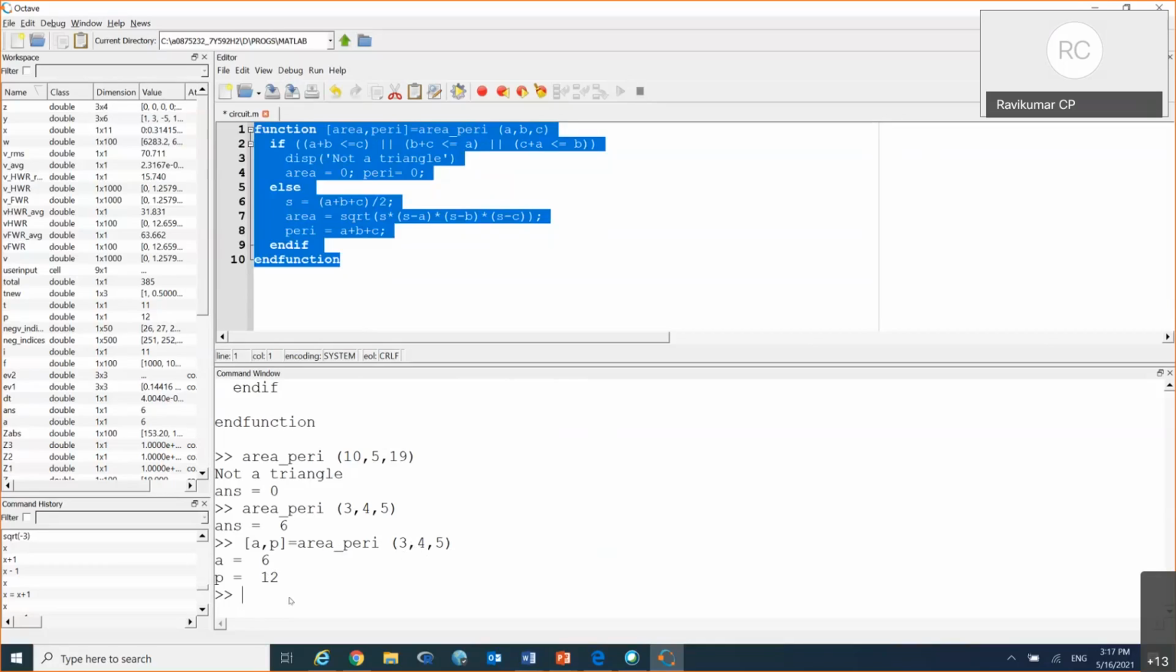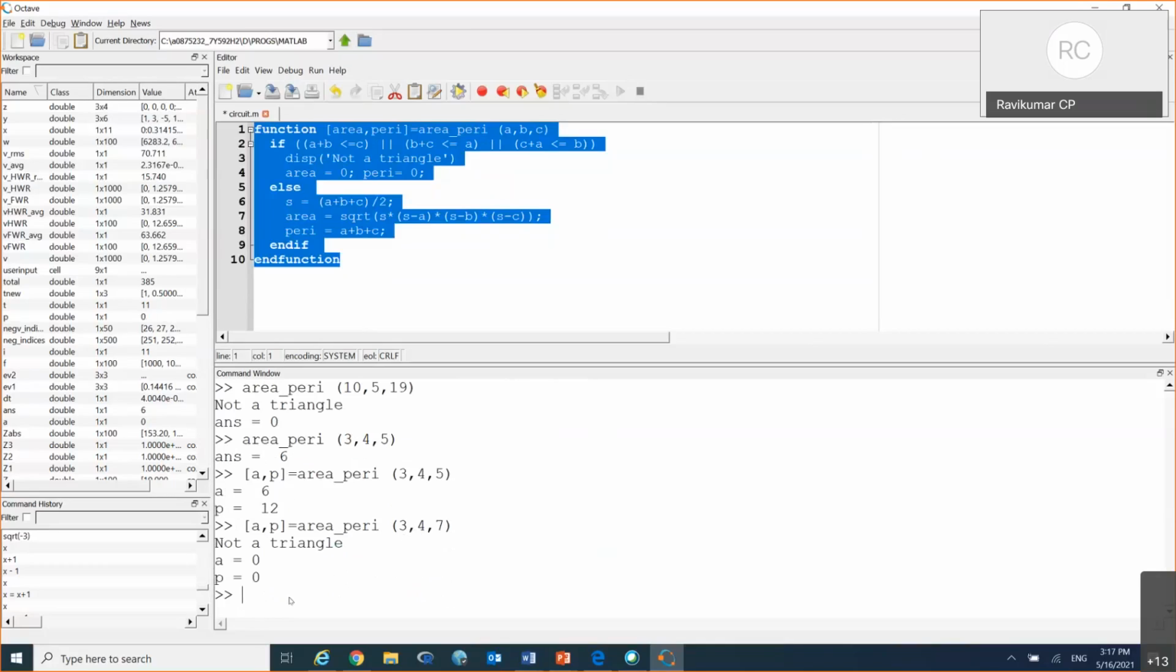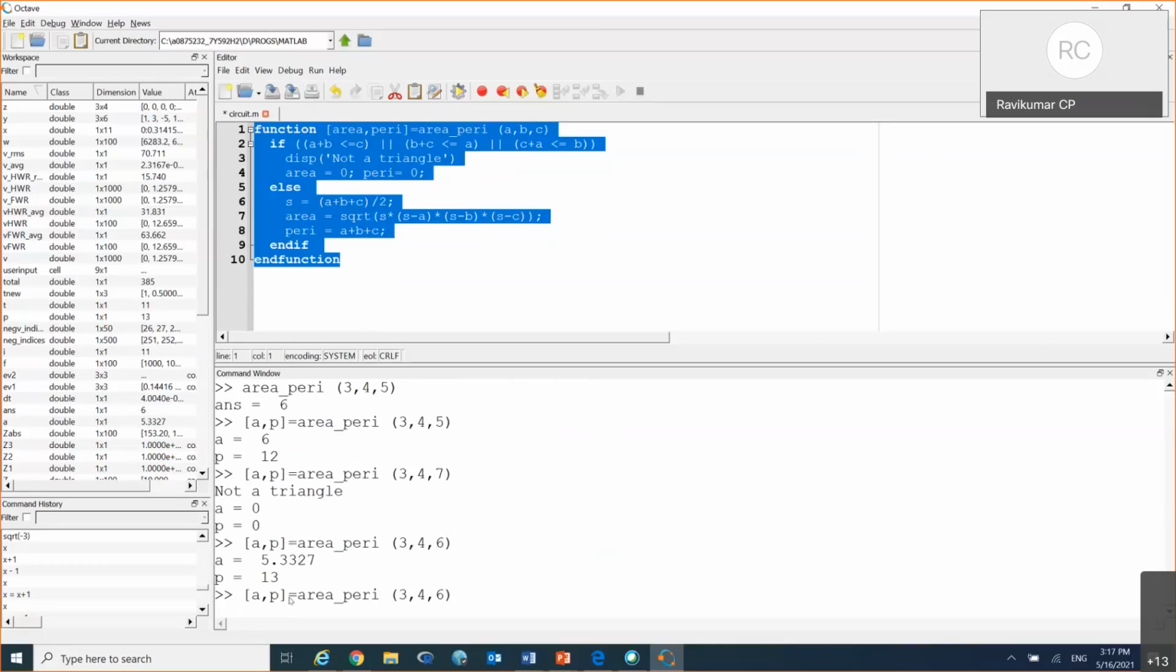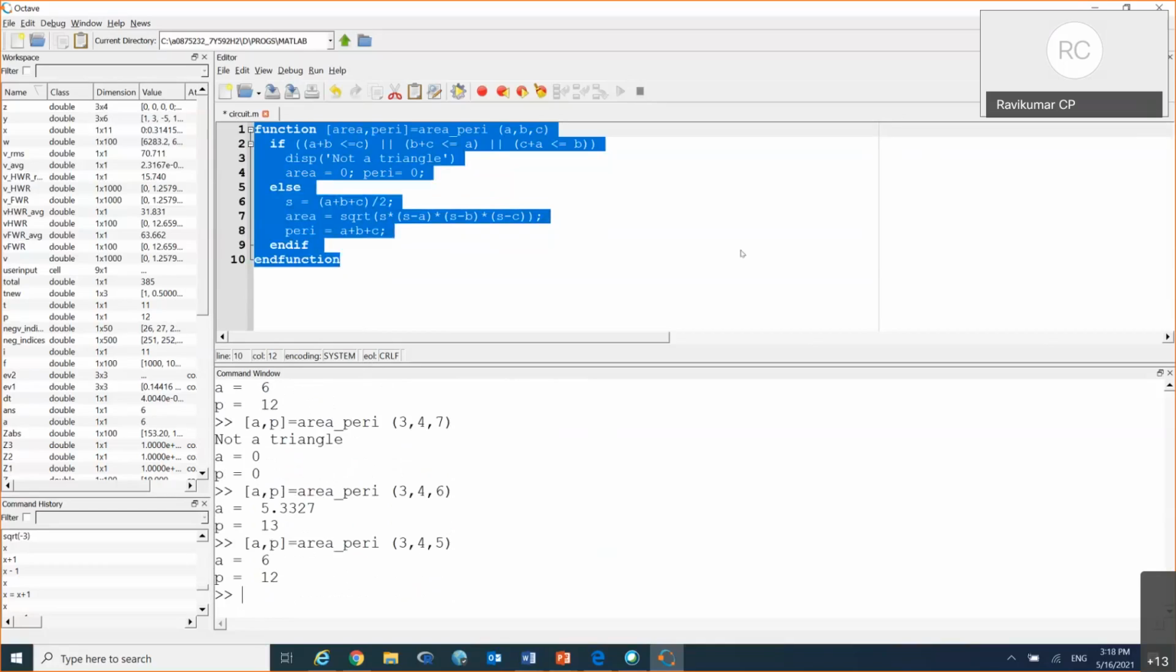Okay. So we can try another example. Let me give this also to you as an example. Any questions? Any questions in how to define a function?